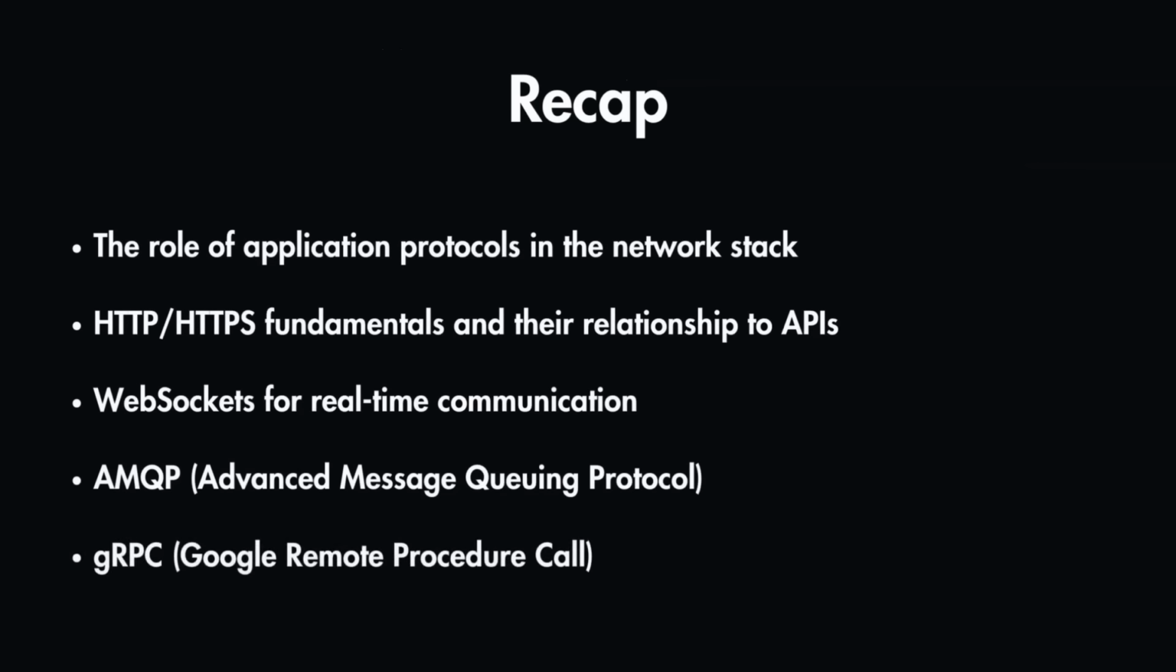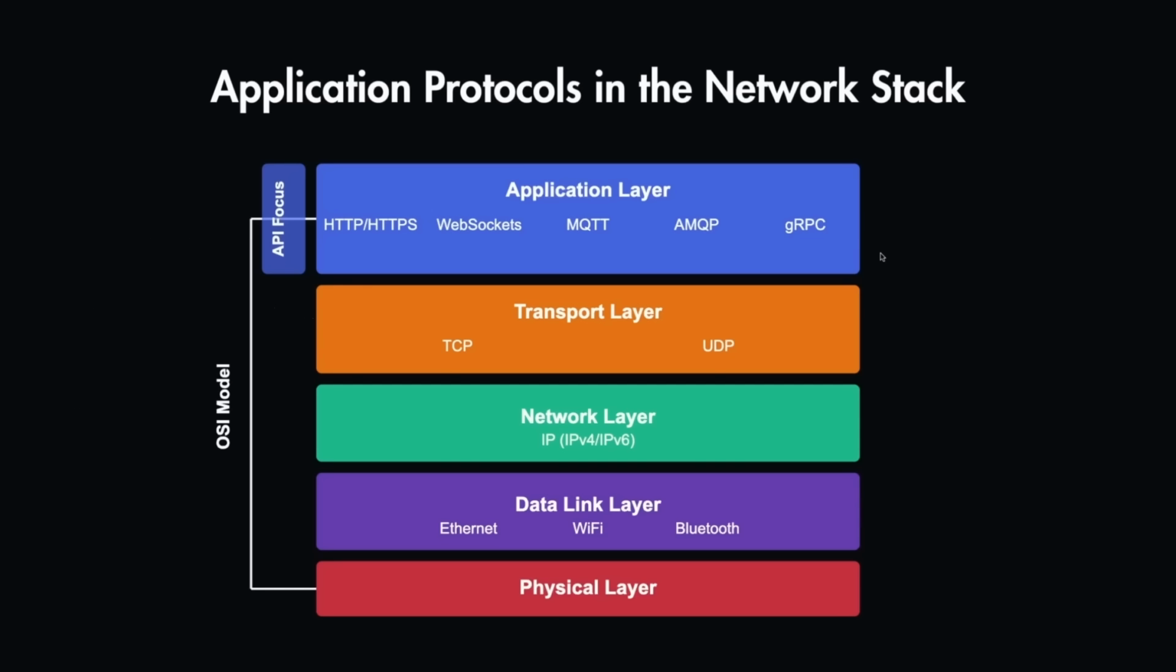So to recap, we have explored the role of application protocols in the network stack: HTTP and HTTPS, which are the most fundamental types of protocols; WebSockets for real-time communication; AMQP, which stands for Advanced Message Queuing Protocol, which allows us to have asynchronous communication and add message queues between the consumer and producer; and also gRPC, which stands for Google Remote Procedure Call. The main advantage of this is that it's a high-performance RPC framework, which uses HTTP2 for transport. So we discussed the application layer, which includes these protocols that we usually use for building APIs.